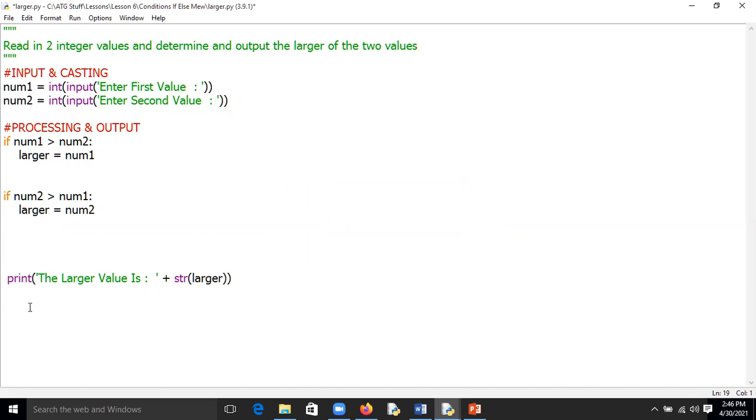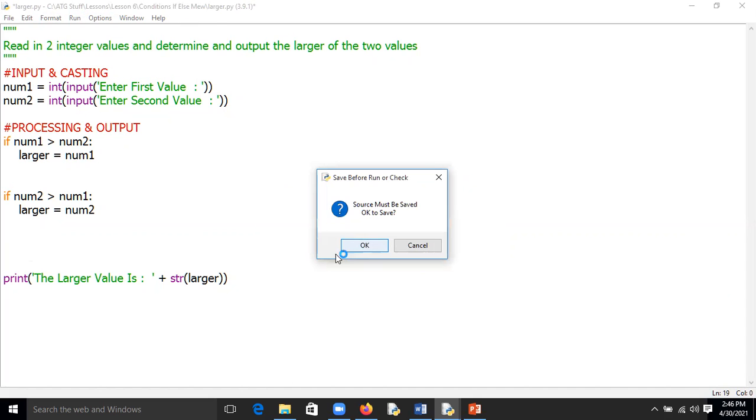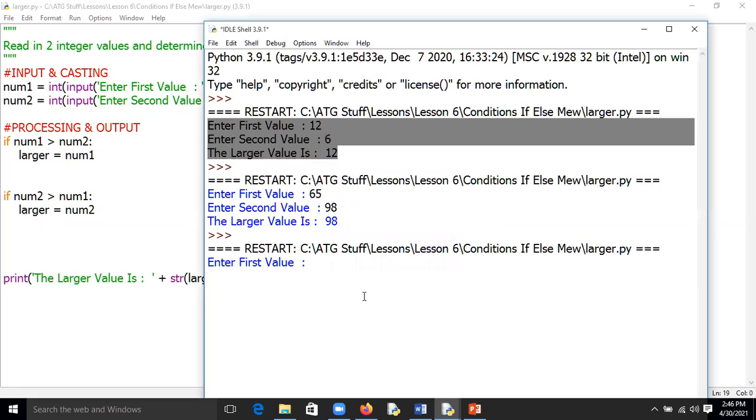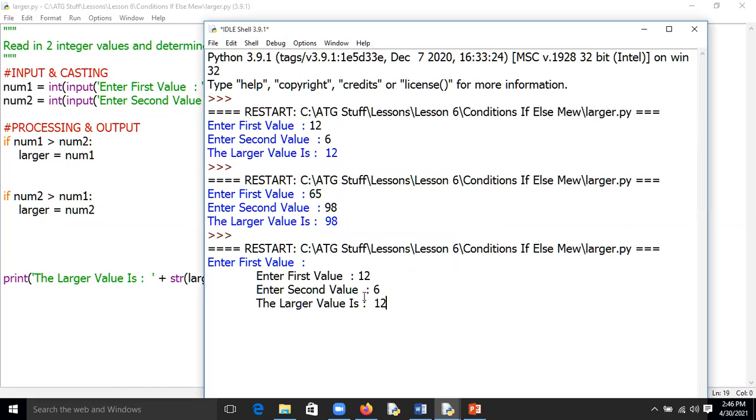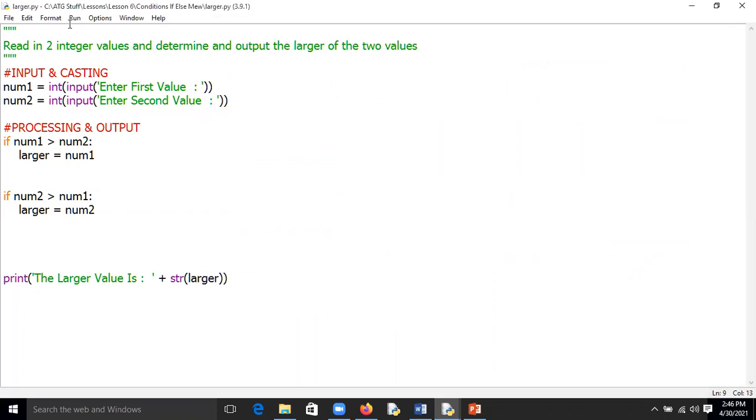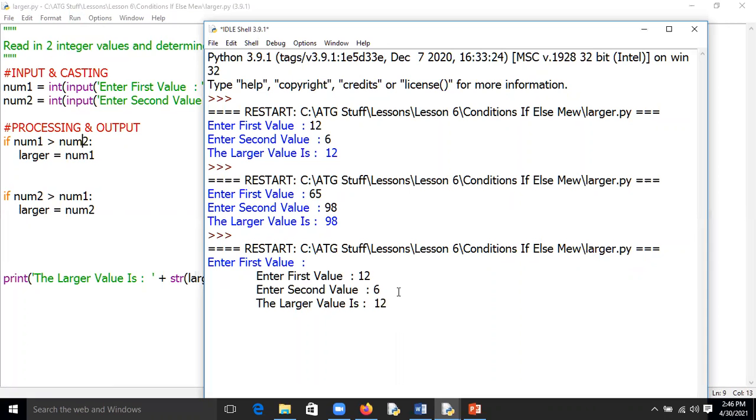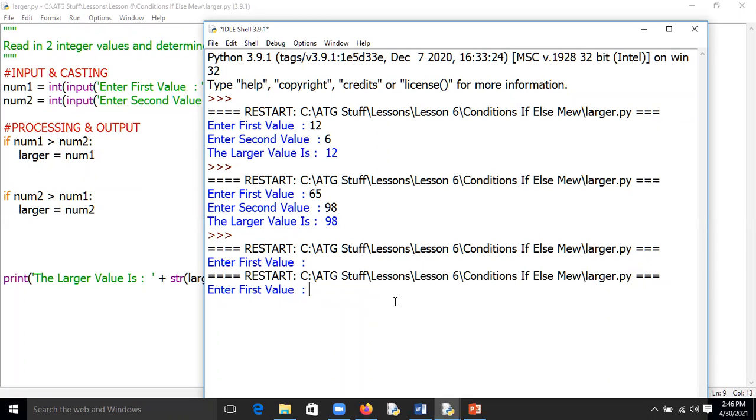Now, what is the problem? You see, it's not at the end. It was indented and it saw that as an error. Okay, once again, I'm going to go and enter 12. Run it again.